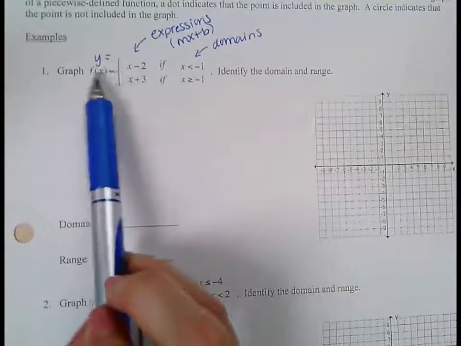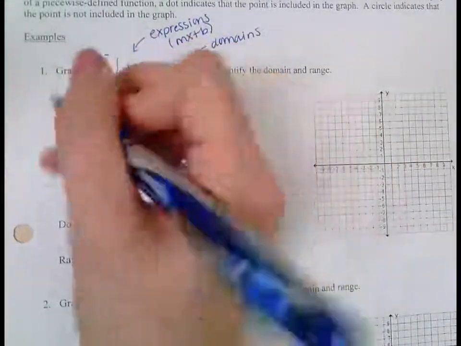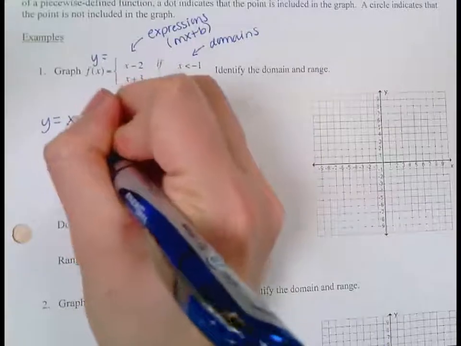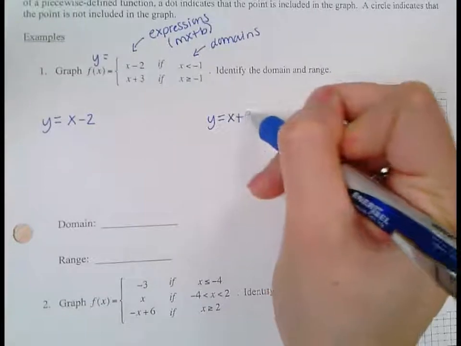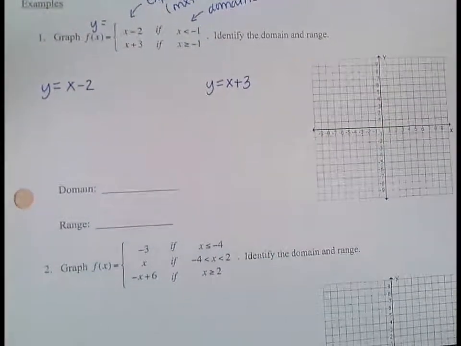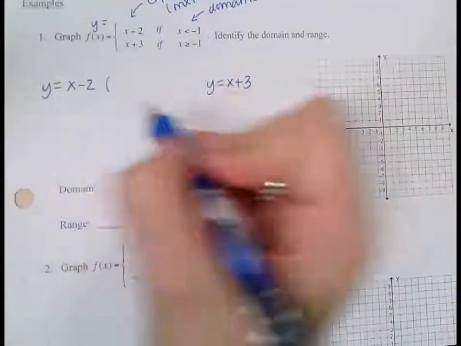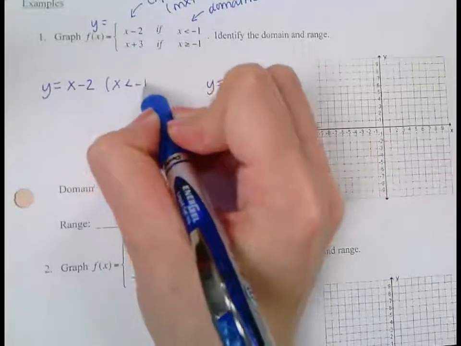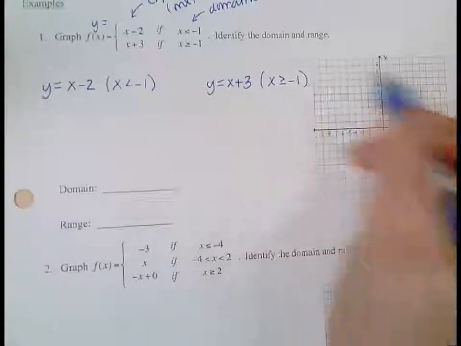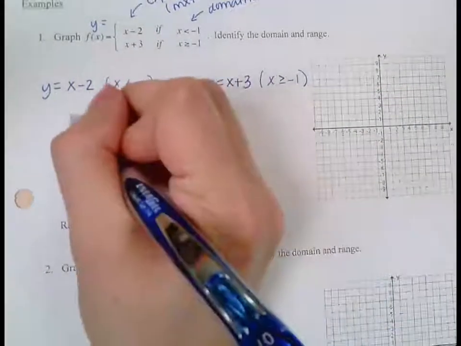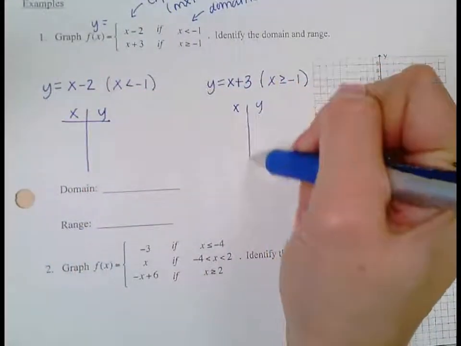Is I show to graph each of your expressions separately, so making a table for each. So like I said, this really means I have one equation, y equals x minus 2, and then I have a second equation, y equals x plus 3. And I'm just going to put next to these what their domains are. So the first one, the y equals x minus 2, this is for x values less than -1. And the y equals x plus 3, this is for x values greater than or equal to -1. And I'm going to make a short xy table for each graph.